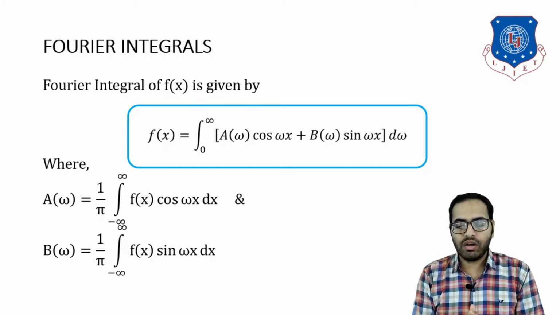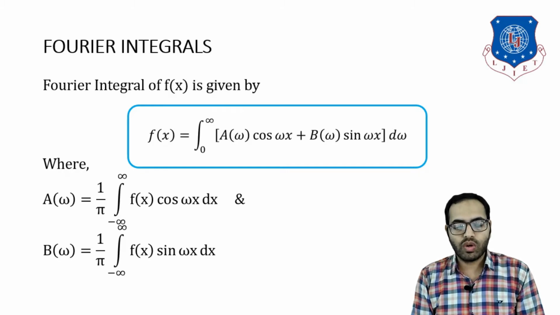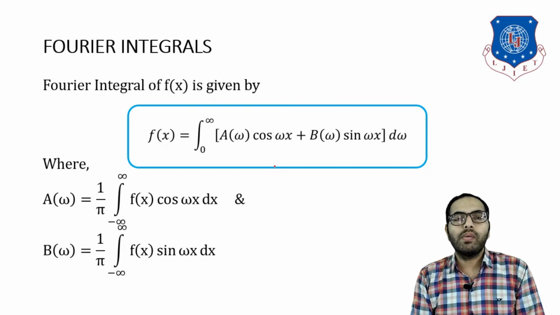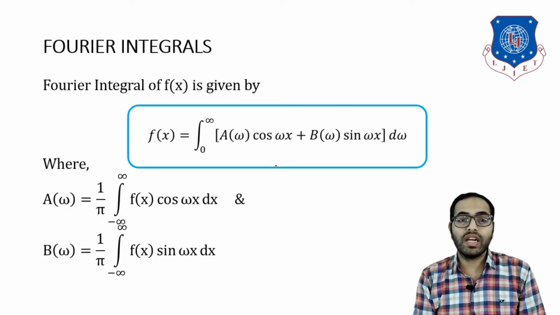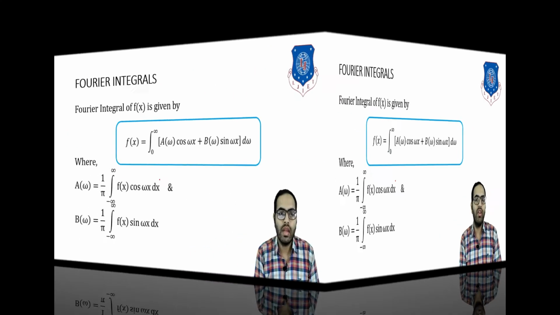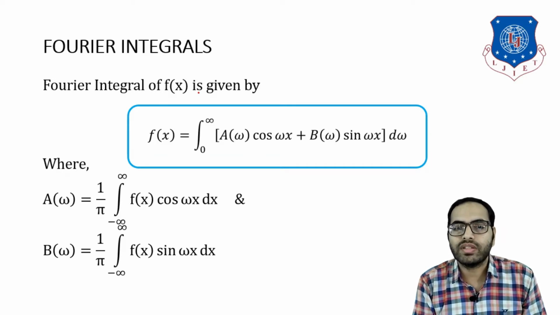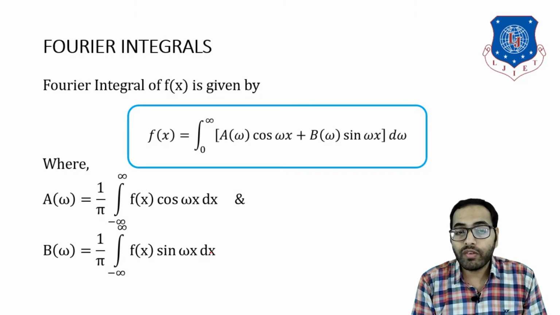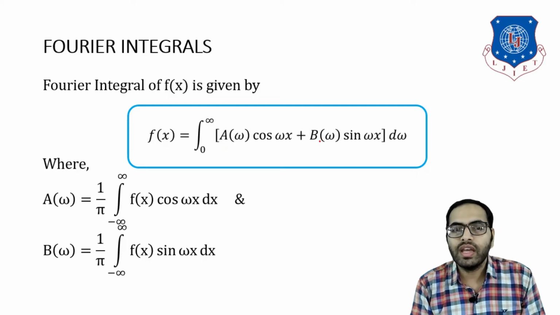Let f of x be a function which is piecewise continuous in every finite interval in minus infinity to infinity, or we can say absolutely integrable in minus infinity to infinity. The Fourier integral of the given function is represented by f of x equal to integral 0 to infinity a of omega cos omega x plus b of omega sin omega x d omega, where a of omega equals 1 upon pi integral minus infinity to infinity f of x cos omega x dx, and b of omega equals 1 upon pi integral minus infinity to infinity f of x sin omega x dx. In such examples, we just find the values of a of omega and b of omega and substitute them in this equation, then we get the Fourier integral.